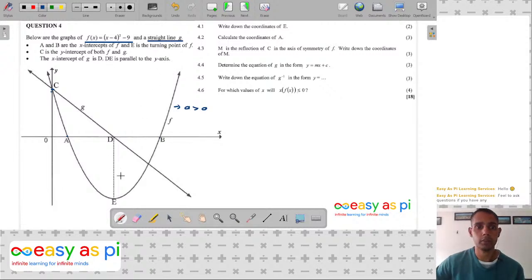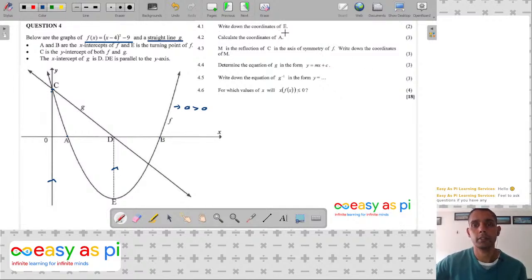DE is parallel to the y-axis, right? So here I've got a parallel line. And what does that tell me? That will tell me that D and E will share the same x-coordinate. Okay, so let's do this in a step-by-step method.